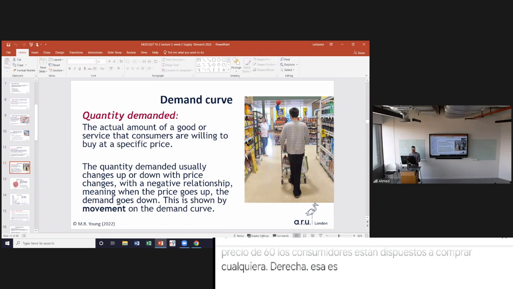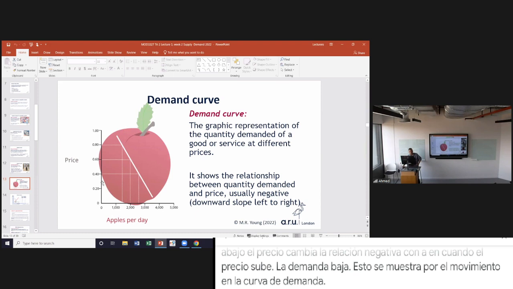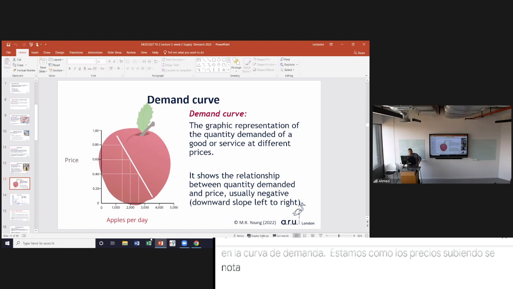The quantity demanded usually changes up or down with price changes, with a negative relationship, meaning that when the price goes up, the demand goes down. This is shown by movement on the demand curve. Here we are. As price is going up, you notice demand is going down. The higher the price, the lower the demand. Can everybody read this graph? Do you all understand this graph?